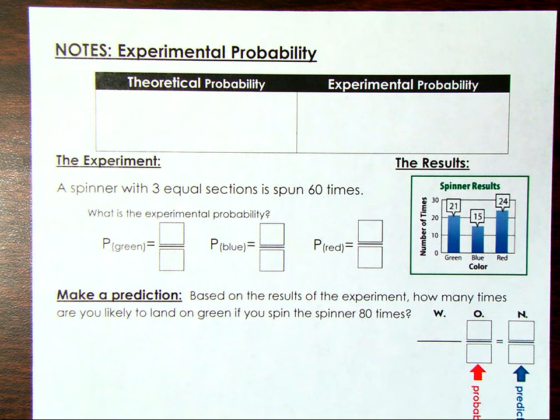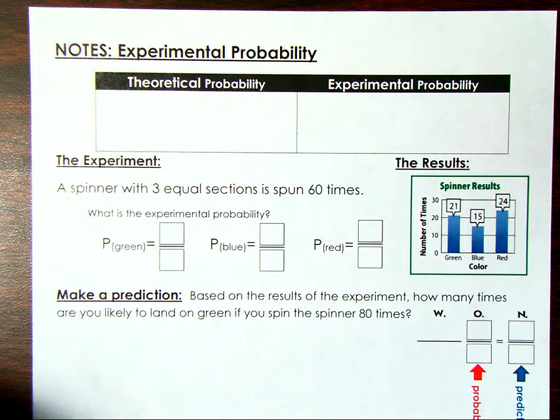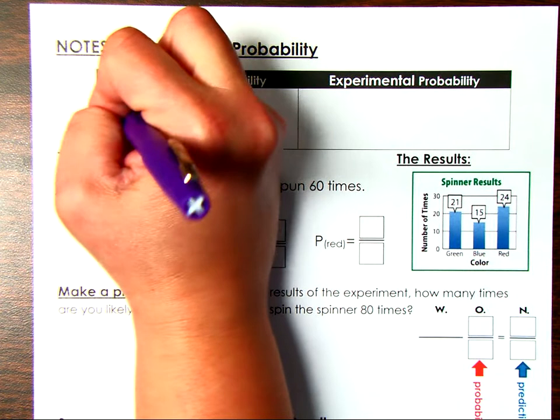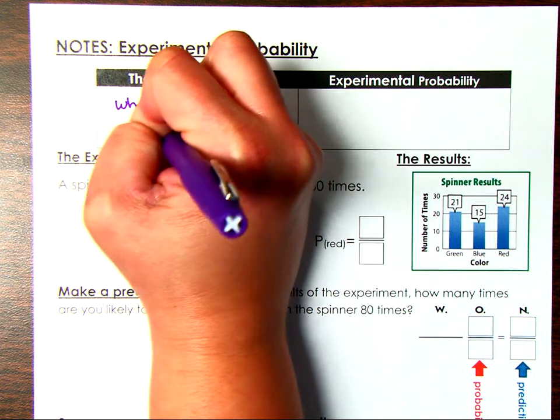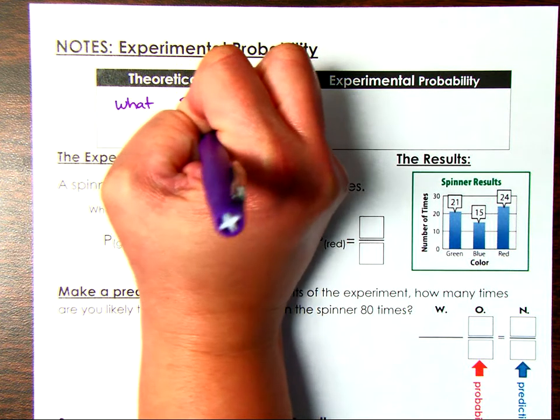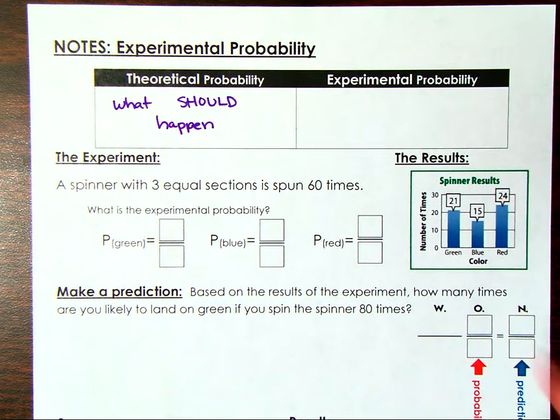Today we're going to talk about what's called experimental probability. So we're going to continue talking about what we already know about probability and continue our unit a little bit further. So we've already talked about theoretical probability, and when we're talking about theoretical probability, that's what should happen, based on theory. But of course, if it's a theory, it doesn't mean it's actually true.